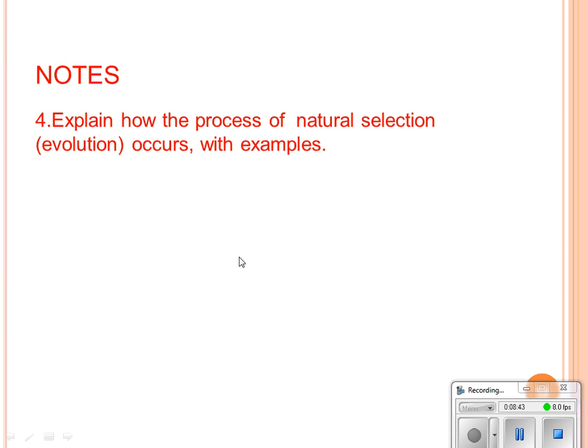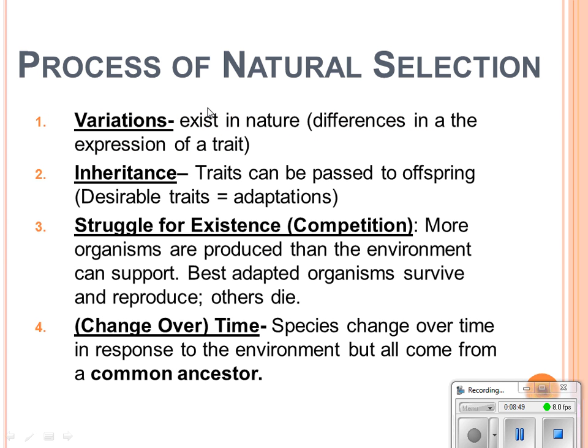So we look at the process of natural selection. How does it occur? And what examples are we looking at? And here's the list. There are four ways that natural selection happens: variations, inheritance, struggle for existence, or competition, we often say, and change over time.